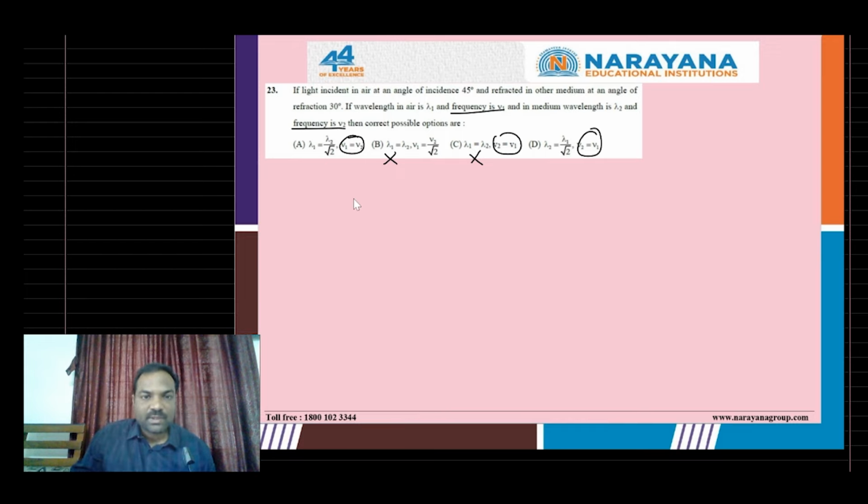Now to find the refractive index, we know that the angle of incidence is 45 and the angle of refraction is 30. Then I can write, by Snell's law, 1 into sine 45 equals mu into sine 30. So 1 by root 2 is equal to mu times 1 by 2. The mu value is equal to root 2.